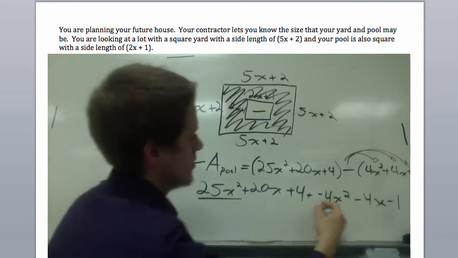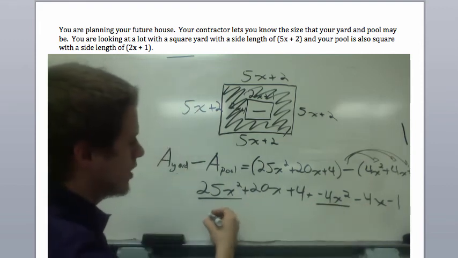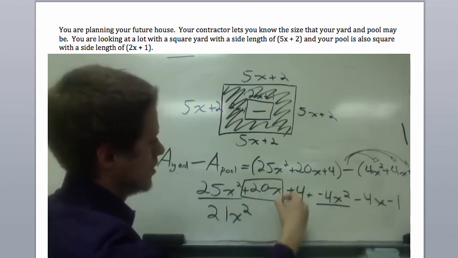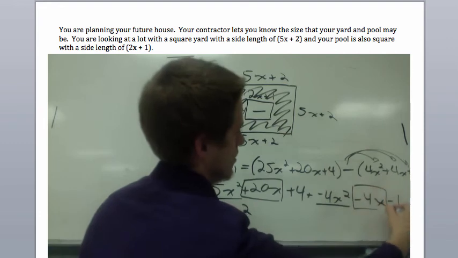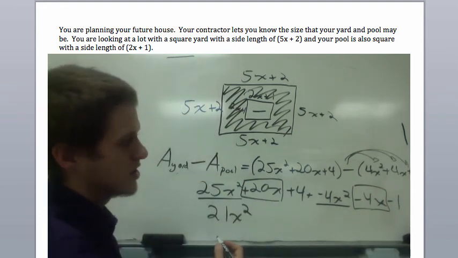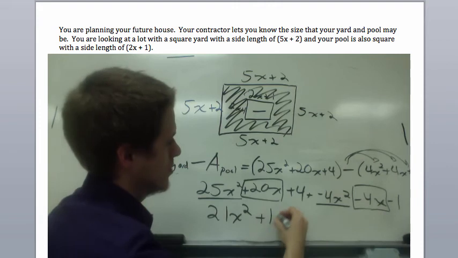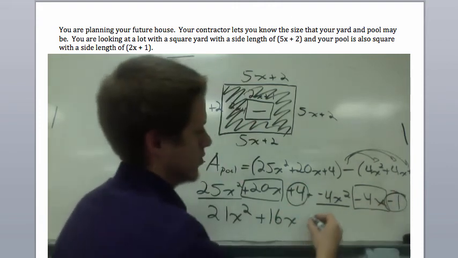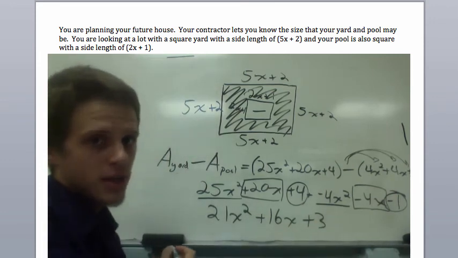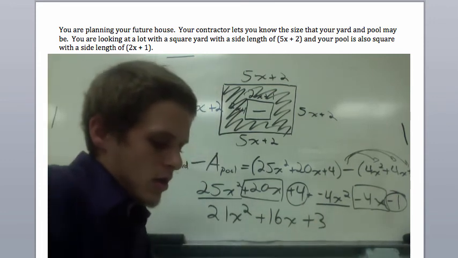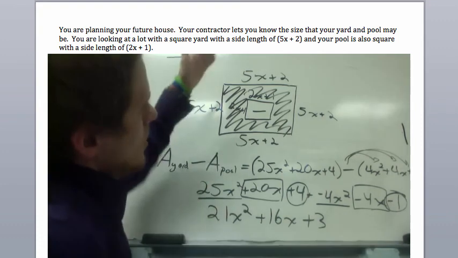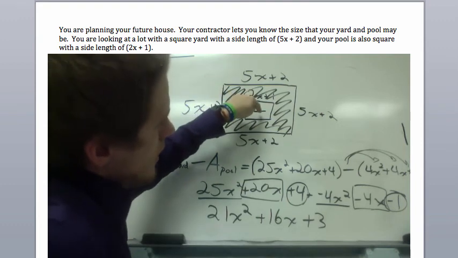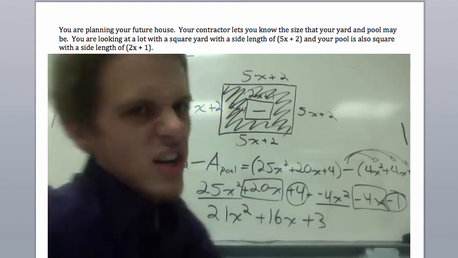Combine like terms: 25x squared, negative 4x squared, that's 21x squared. Our x terms, 20x plus a negative 4x, it's going to be plus 16x. And then we've got our plus 4 and our minus 1, so we've got a plus 3 on the end. So we just did that step by step, finding the large area, finding the smaller area. Take that large area, subtract out the small area, and you're left with just the area of that yard.